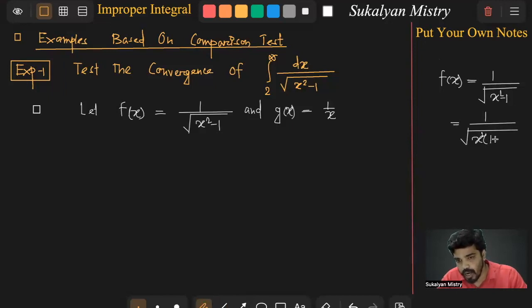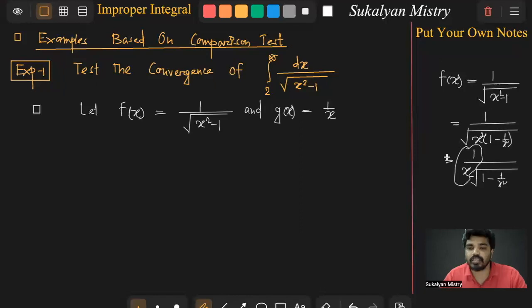x² common, so 1 minus 1/x², so that is 1/x into root over of 1 minus 1/x². So we choose g(x) is 1/x. Okay, getting my point?